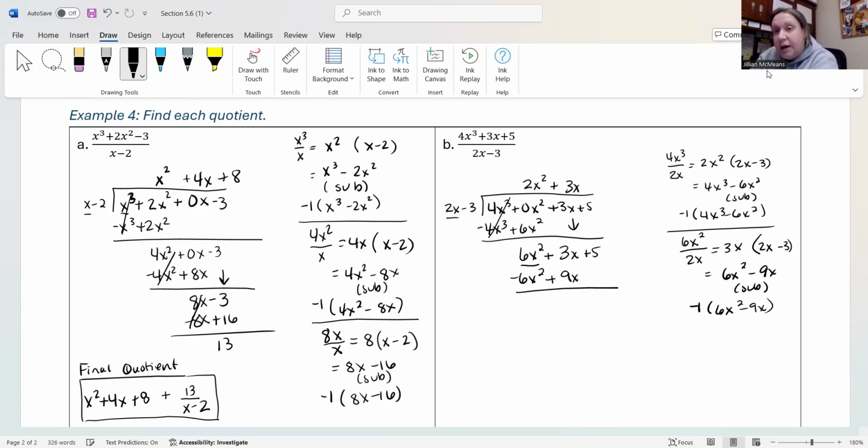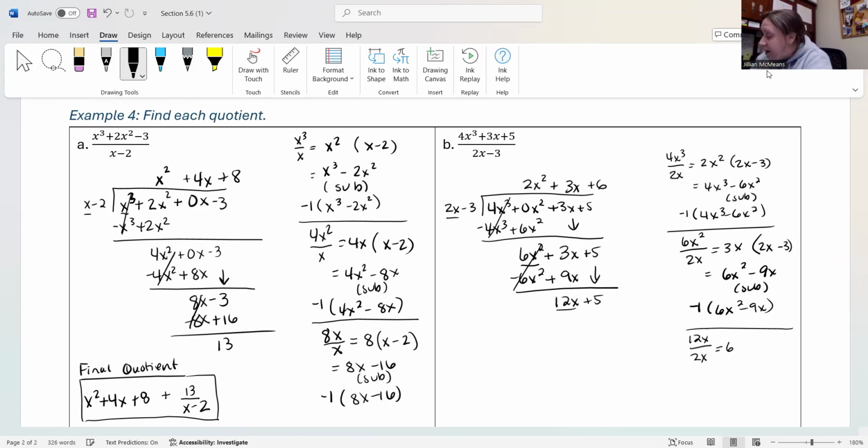So 6x squared minus 6x squared is 0. And then 3x plus 9x is 12x. And then just drop down the next piece of your dividend, okay? And then repeat that whole process. So we take the first term of our dividend, which is 12x, divided by the first term of our divisor. 12 divided by 2 is 6. X divided by x is just 1. So we're left with just plain old 6.